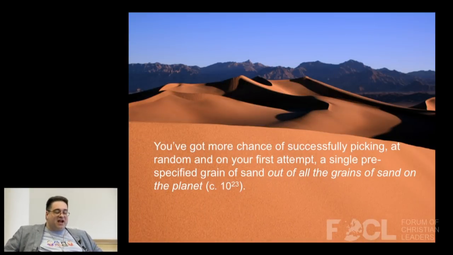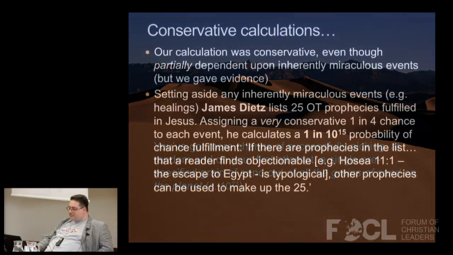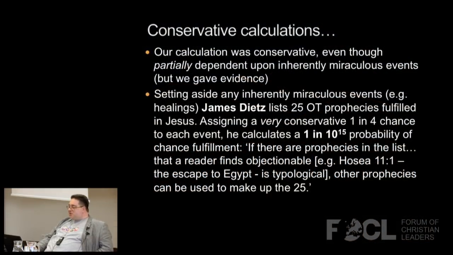So, to give an analogy for those numbers, you've got more chance of successfully picking at random on your first attempt a single pre-specified grain of sand out of all of the grains of sand on planet Earth than Jesus had of fulfilling those prophecies by chance. There are roughly, it is estimated by scientists, 10 to the 23 grains of sand on the planet. So the calculations were conservative.